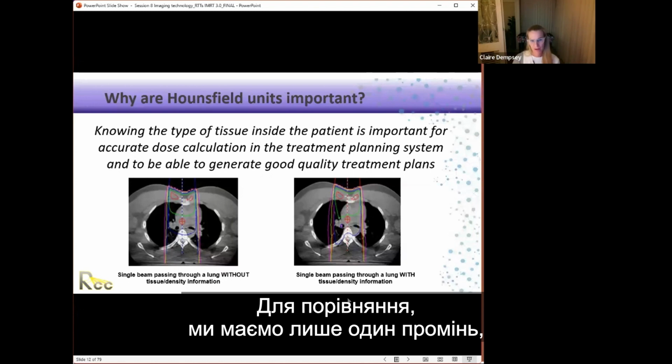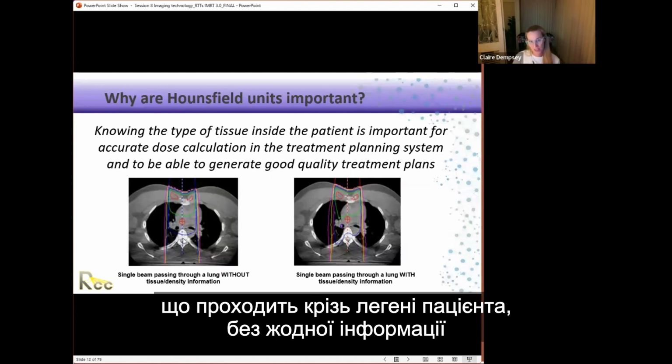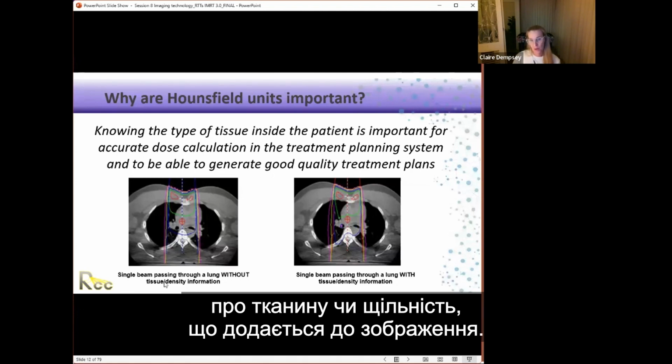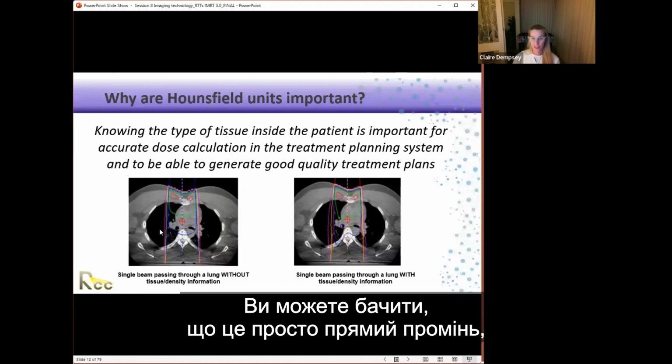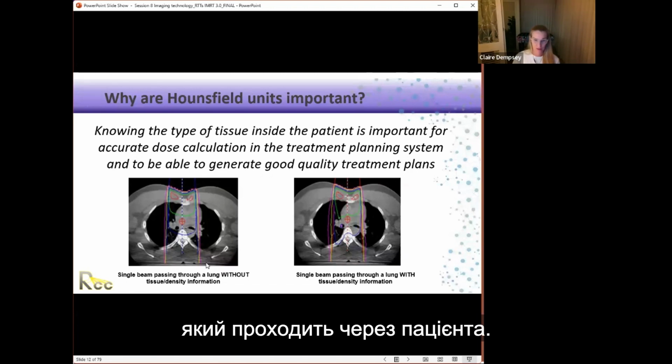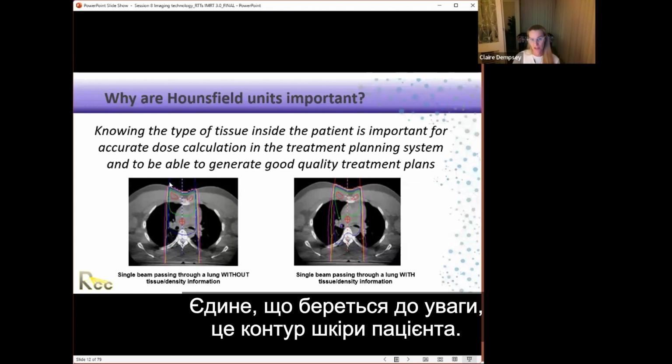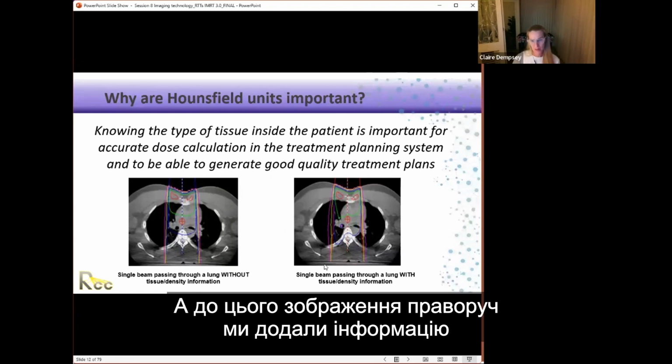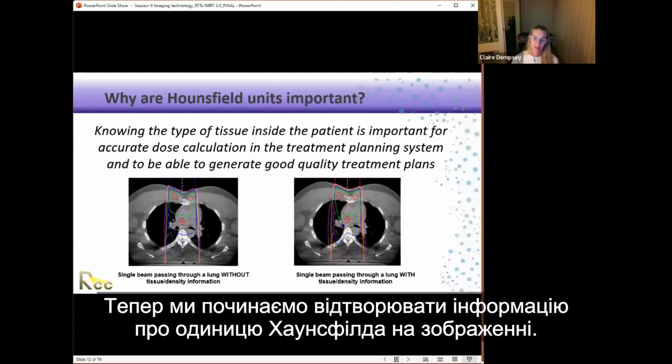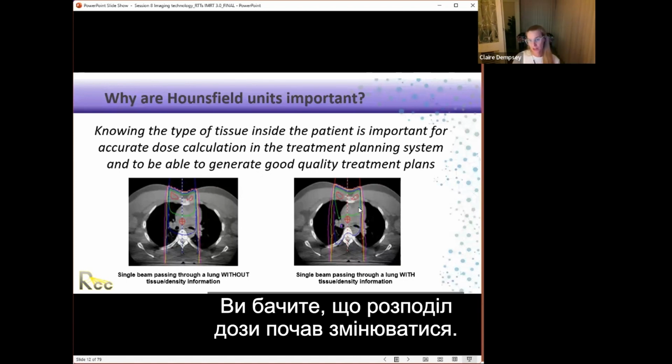Just as a comparison here, we've got a single beam passing through a patient, through their lung, without any tissue or density information applied into the image. You can see it's just a straight beam passing through the patient. The only thing that's taken into consideration is the contour of the patient's skin. And then in this image on the right, we've now applied tissue density information. So we now start to apply our Hounsfield unit information into the image, and you can see the dose distribution has started to change.